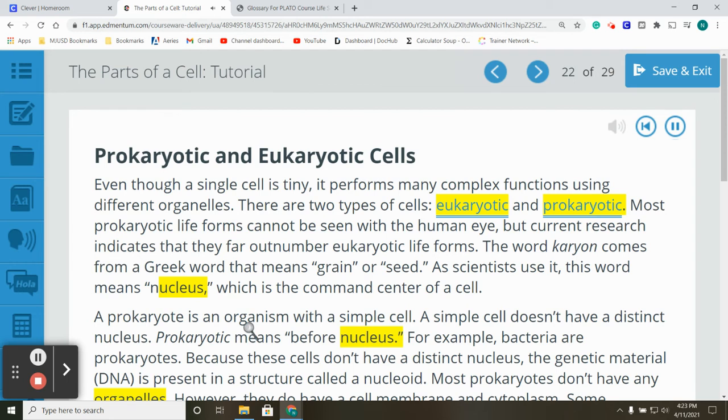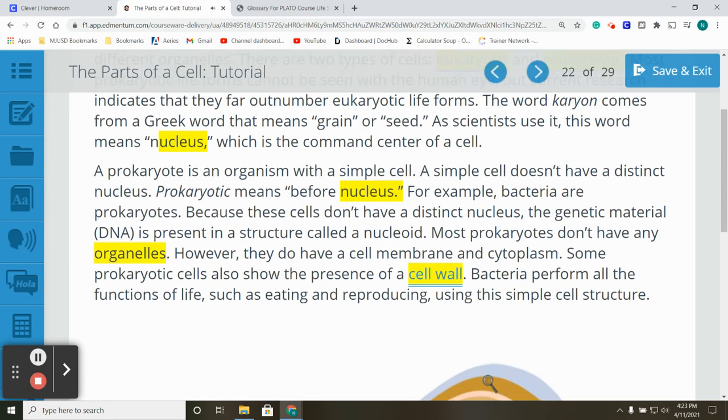A prokaryote is an organism with a simple cell. A simple cell doesn't have a distinct nucleus. Prokaryotic means before nucleus. For example, bacteria are prokaryotes. Because these cells don't have a distinct nucleus, the genetic material, DNA, is present in a structure called a nucleoid. Most prokaryotes don't have any organelles. However, they do have a cell membrane and cytoplasm. Some prokaryotic cells also show the presence of a cell wall. Bacteria perform all the functions of life, such as eating and reproducing, using this simple cell structure.